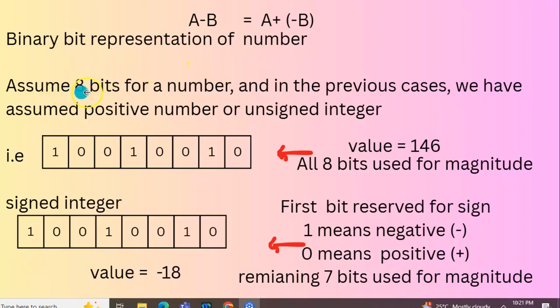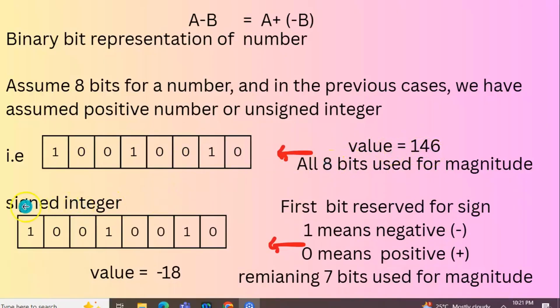Now let us see something about the binary bit representation of a number. Suppose you assume 8 bits for a number. In the previous cases we assumed a positive number, otherwise called an unsigned integer. What does it mean? If 8 bits are reserved for the particular number, all 8 bits are used for magnitude. That means all the 8 bits represent the number. For example, this combination of bits represents the value 146 in decimal.